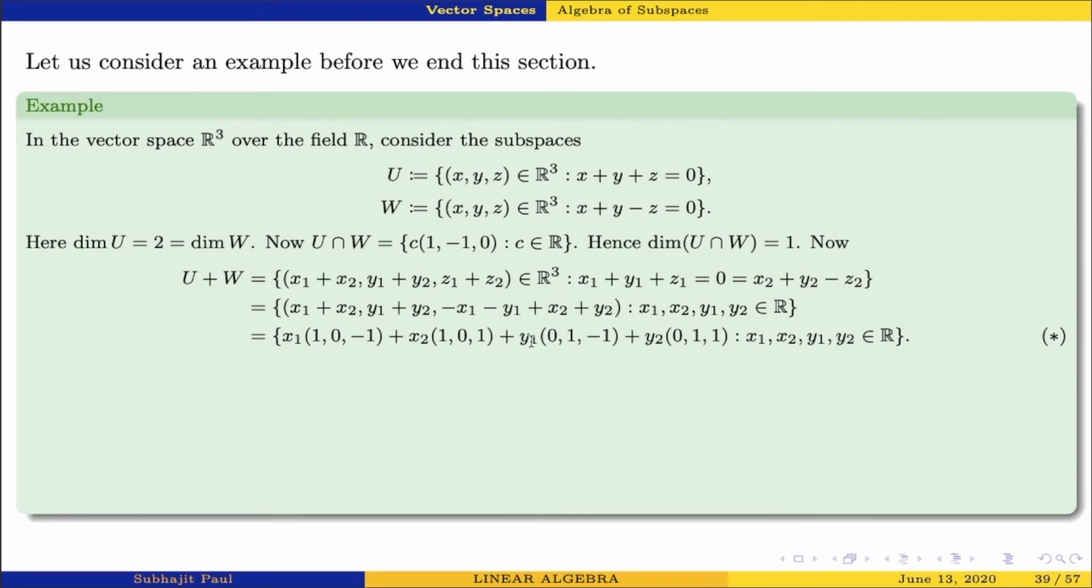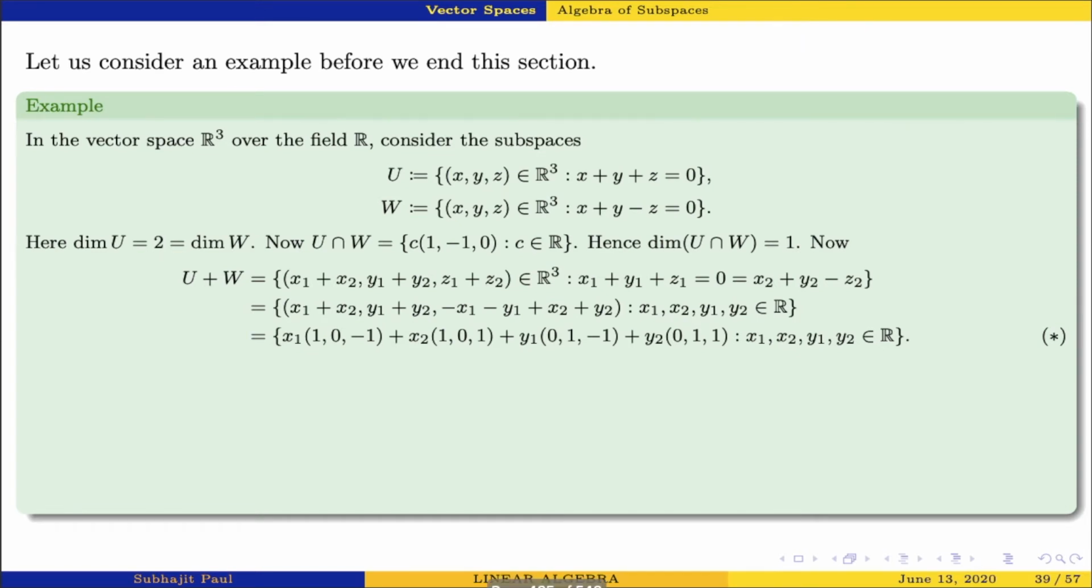y1 is not there in the first coordinate, so 0. y1 is there in the second coordinate, so it is plus 1. Minus y1 is there in the third coordinate, so minus 1. y2 is not there in the first coordinate, so 0. y2 is there in the second coordinate, so 1, and y2 is there as a plus in the third coordinate, so 1 here. So this vector is the same as this vector. Fine. x1, x2, y1, y2, all of them are varying over R. Call this star.